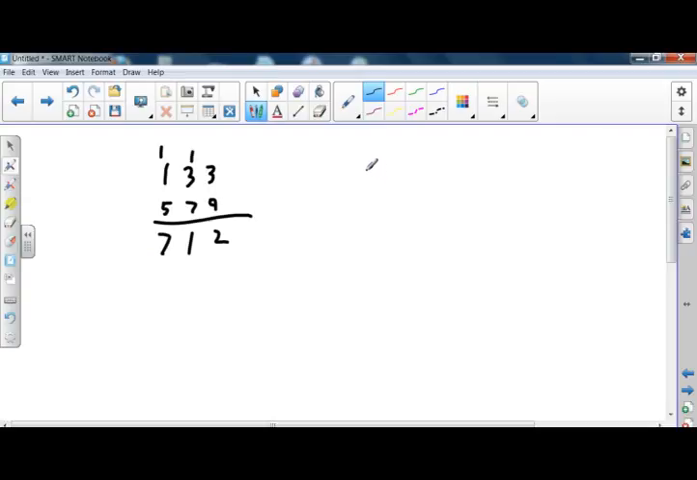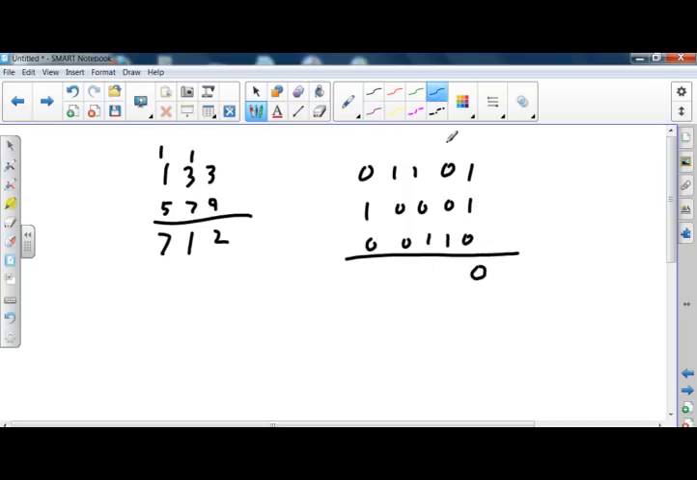Okay, so now I'm going to do it with binary numbers. 0, 1, 1, 0, 1. 1, 0, 0, 0, 1. 0, 0, 1, 1, 0. Okay. 1 and 1 is 0 with a 1 to carry. 1 and 1 is 0 with 1 to carry. 1, 1 and 1 is 1, 1 to carry. 1 and 1 is 0, 1 to carry. 1 and 1 is 0, 1 to carry.